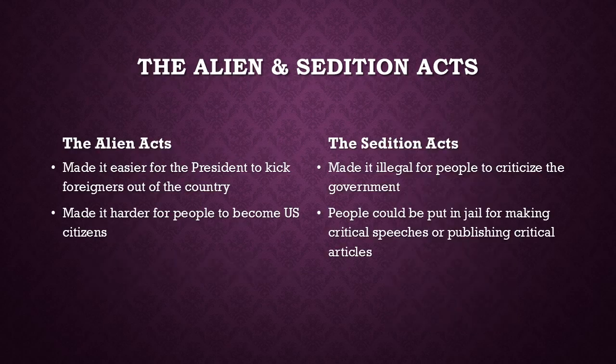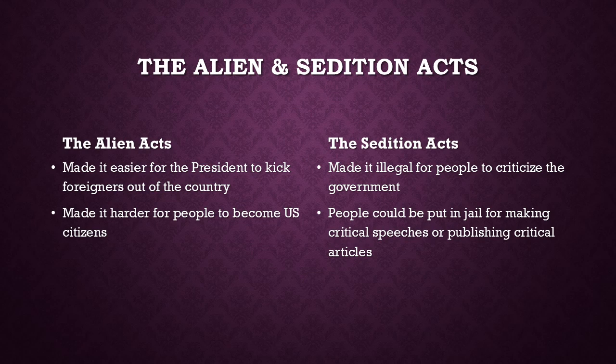So the Alien Acts were actually 3 of the 4 acts, and the main things they did is they made it easier for the president to kick foreigners out of the country, and it made it harder for people to become U.S. citizens. This is because America thought they were going to go to war in Europe, and they were afraid that Europeans were in America trying to do bad things to hurt the country.